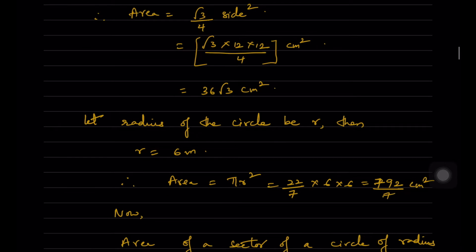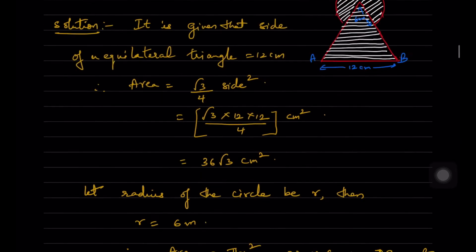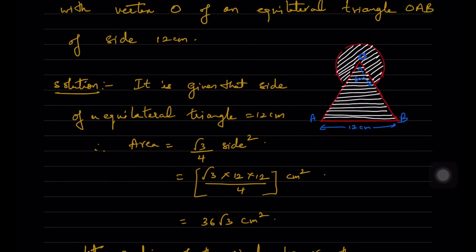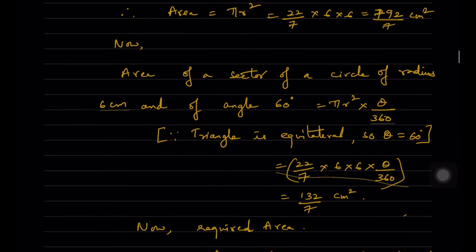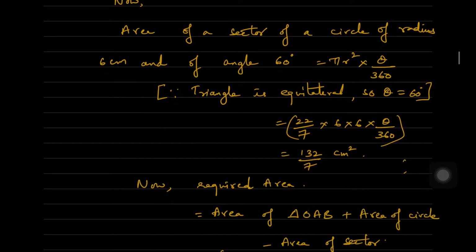Now let the radius of the circle be r, then r is equal to 6 centimeters. Therefore area is equal to pi r square, which is equal to 22 by 7 into 6 into 6, which is equal to 792 by 7 centimeter square.